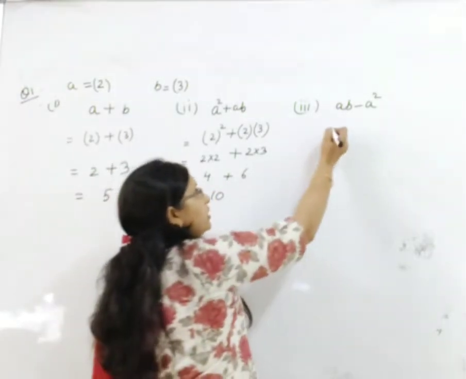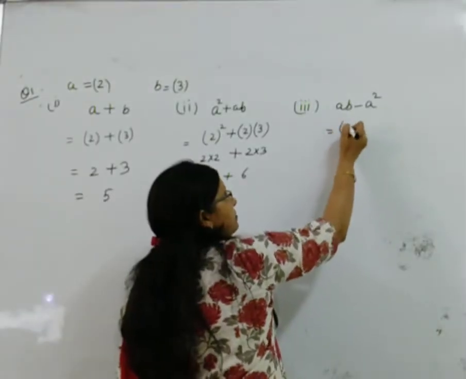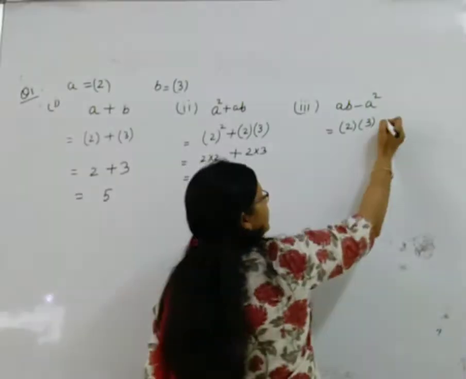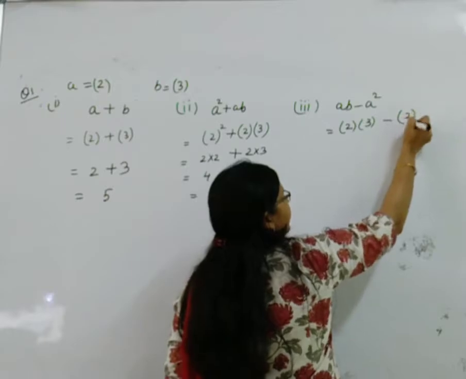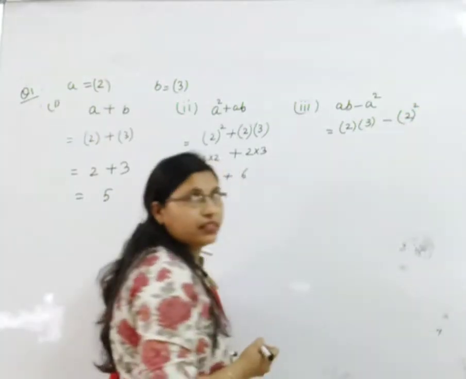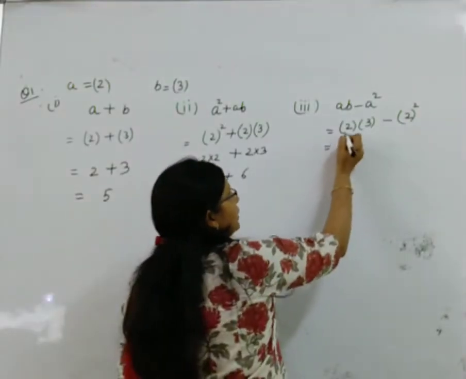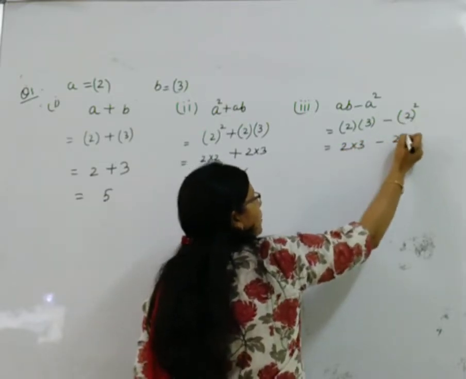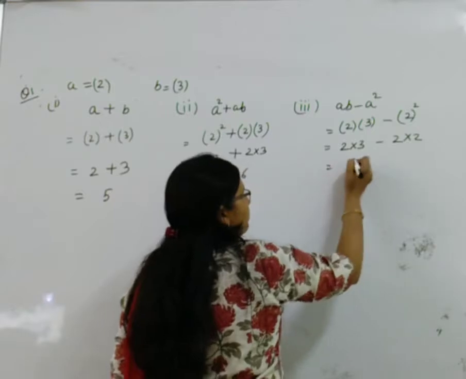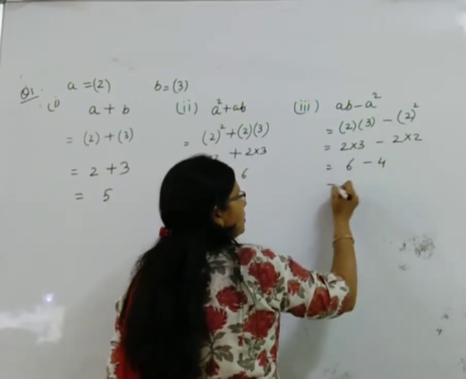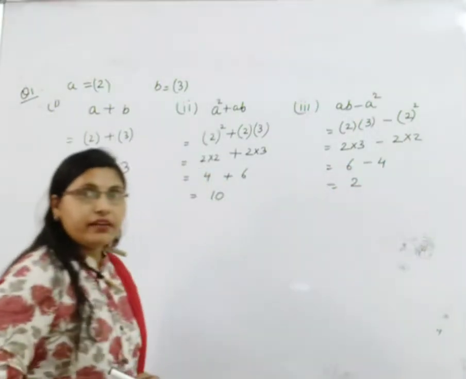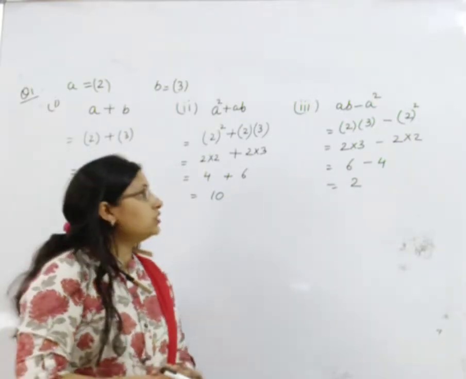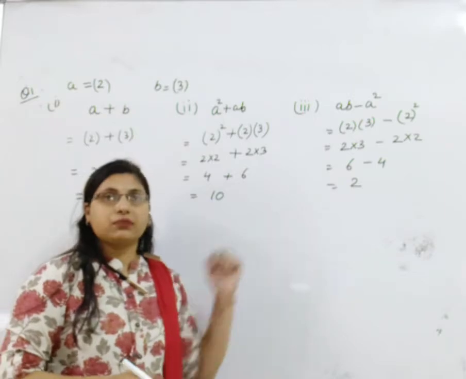Now in the next one, a is replaced by bracket 2, b is replaced by bracket 3, minus a, bracket 2 and the square is there. Now we will write 2 into 3, and 2 square is 2 into 2. So it will be 6 minus 4. The answer is 2. Clear everyone? In this way we will put the brackets, so we will get the value of the expressions.